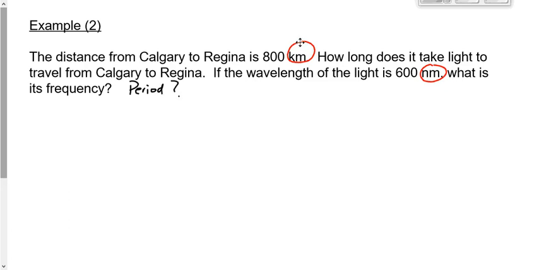So we start writing down some givens here. We say the distance traveled by the light is 800 kilometers, which, remember to convert that to meters, it's 800,000 meters. We have a wavelength here of 600 nanometers.